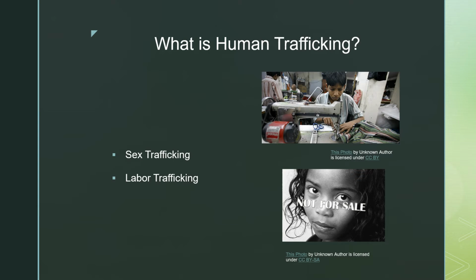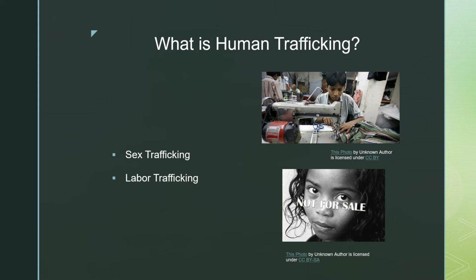Federal law defines sex trafficking as the recruitment, harboring, transportation, provision, obtaining, patronizing, or soliciting of a person for the purposes of a commercial sex act, in which the commercial sex act is induced by force, fraud, or coercion, or in which the person induced to perform such an act has not attained the age of 18 years.